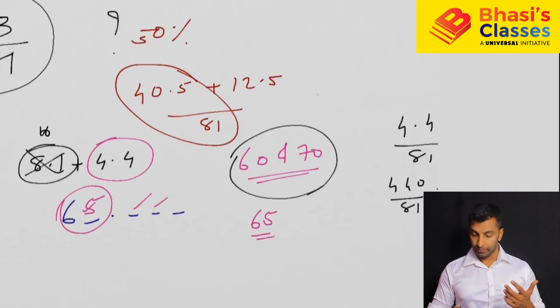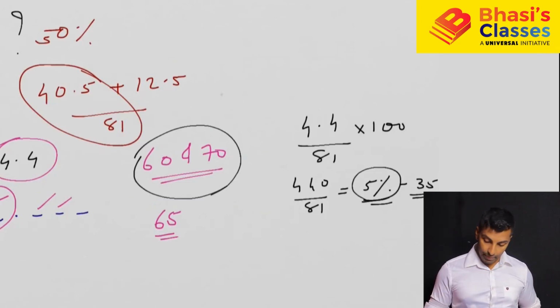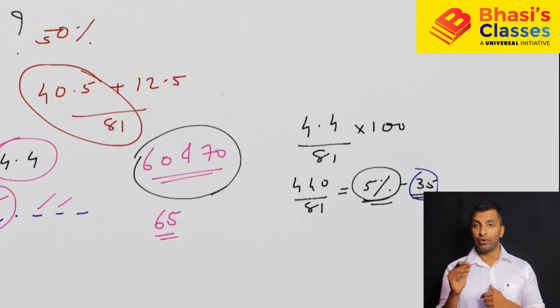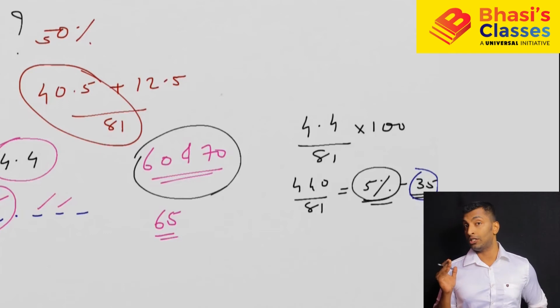So how are you going to do it? For that, we need to see the remainder. One thing I have already told you: if you need to proceed with this method, you should be very good at addition. You should have very good addition skills. And the advantage of this method is you can stop the calculation as and when you get the answer.